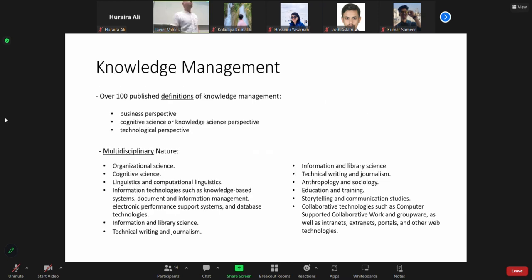If you look into knowledge management on the internet, you will find more than 100 published definitions of knowledge management. There are many. Some have a business perspective, others are based on a cognitive science or knowledge science perspective or a technological perspective. It doesn't matter. So it is multidisciplinary. There are many people working on knowledge management and how it works. And you probably already use a lot of knowledge management tools.